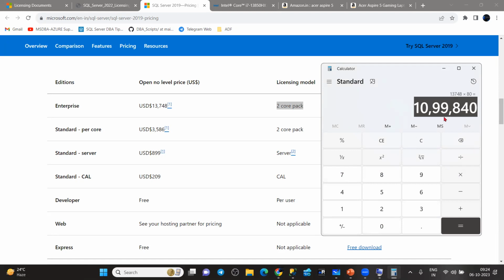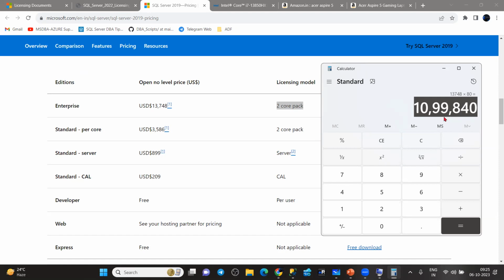Sir, who is using two cores, sir? We never use two cores. We will use 8 cores, 16 cores, 24 cores in the real world. In the real world, for two cores, one enterprise instance, how much is Microsoft charging? I hope you understood now. Money. One instance, one server, one SQL instance, Microsoft is charging for two cores 10 lakhs.